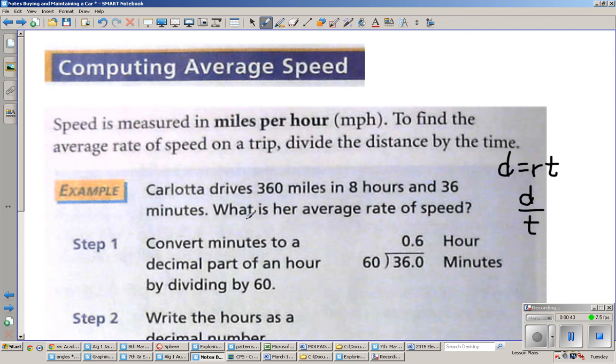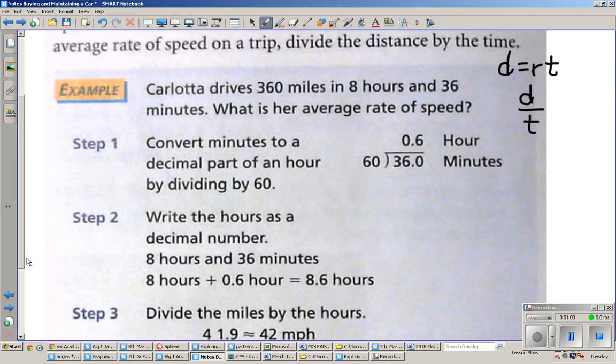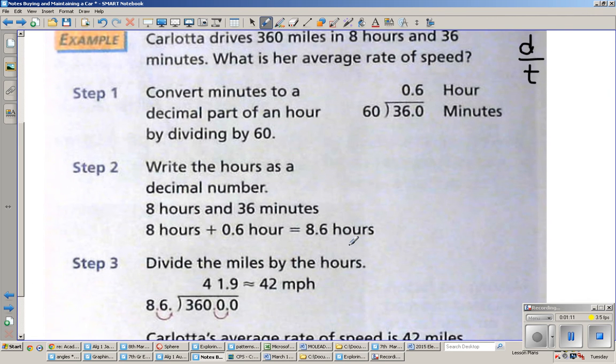Carlotta drives 360 miles in 8 hours and 36 minutes. What is her average rate of speed? The first thing we need to do is convert the minutes to a decimal part of an hour, because it's really hard to figure the time part dealing with hours and minutes. So we're going to turn it into a decimal number. Take 36 divided by 60, and write it as a decimal, which is 6/10 of an hour. So we have 8.6 hours.